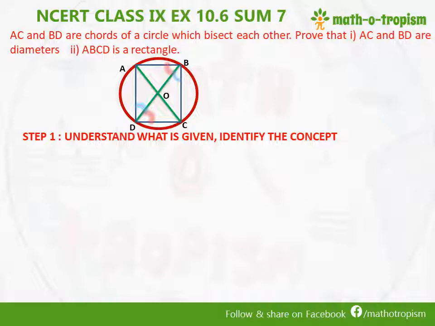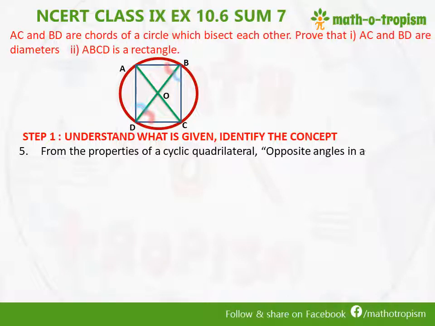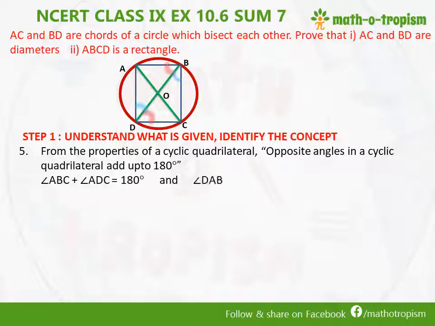Next, for proving it to be a rectangle, we need to show that all angles are 90 degrees. ABCD is already a cyclic quadrilateral. So from the properties of a cyclic quadrilateral, the opposite angles add up to 180 degrees. That means angle ABC plus angle ADC will be 180 degrees, and similarly angle DAB plus angle DCB will also be 180 degrees. So we'll start from this equation.